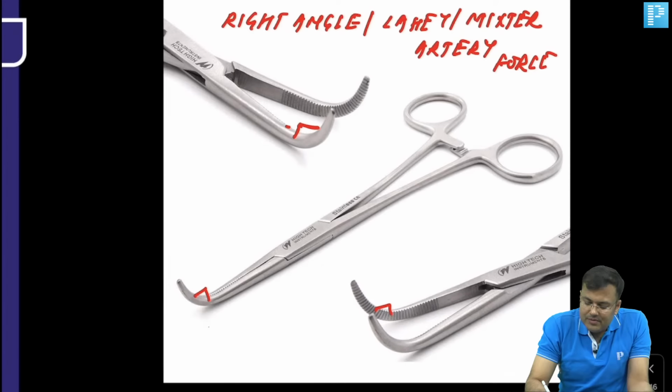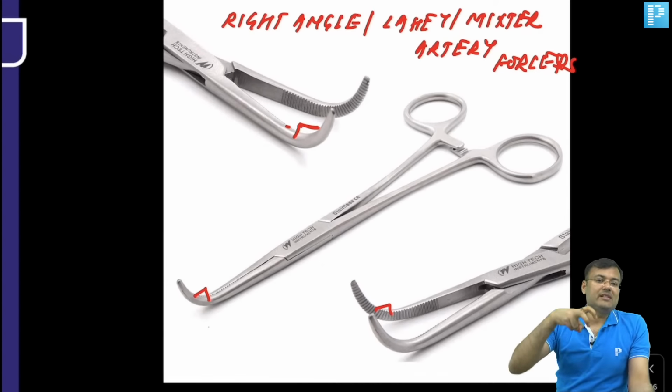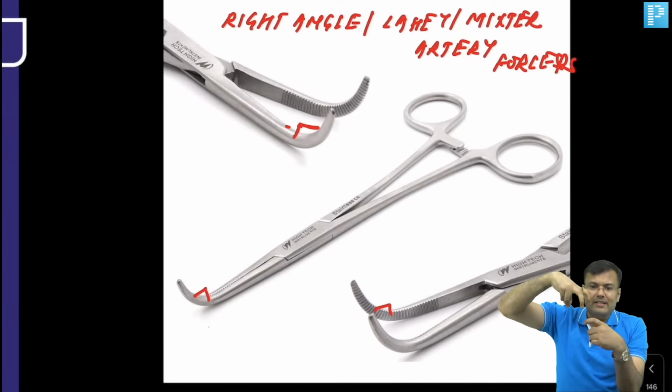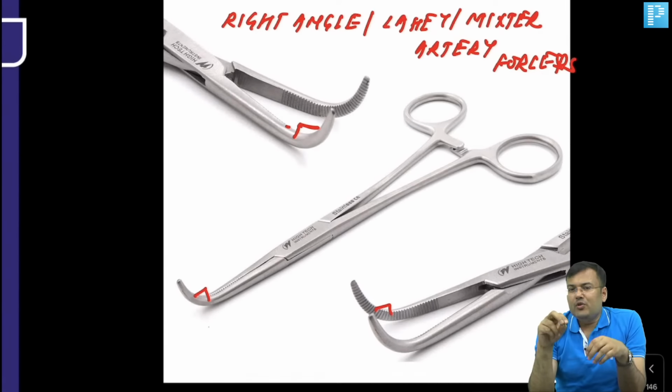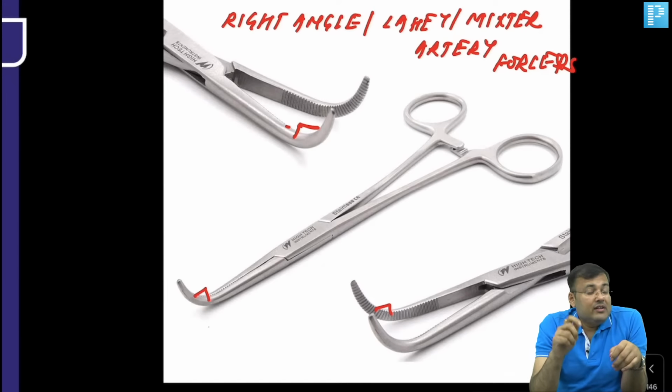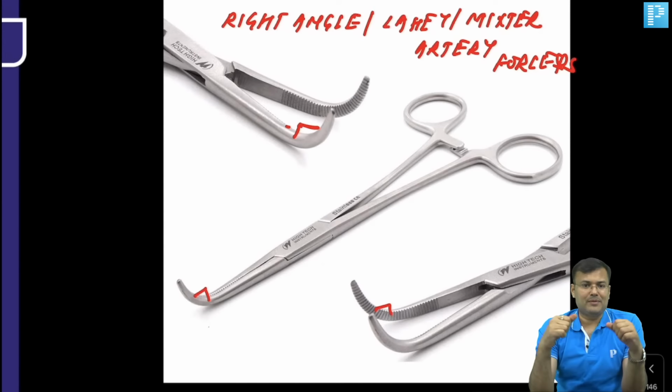Can you tell me the use? You know that this right angle forceps is the surgeon's friend. If you want to catch something in the depth, you want to catch the bleeder in depth, you can use it. During dissection of pedicle, you can use it. During open cholecystectomy to pass ligature, we are using it. So this is right angle Lahi or Mixter artery forceps.